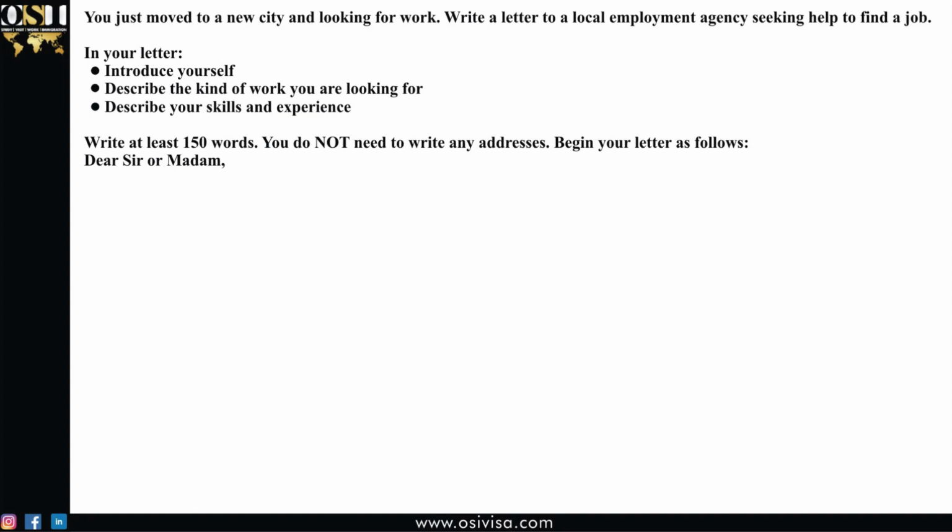Now this is a common instruction in writing task 1, both for the general and the academic module. You have to write a minimum of 150 words or else you will lose marks for underwriting. And it also says you do not need to write any addresses, but begin your letter as follows, and it has a little dear sir or madam, and then there is a little comma in the end.